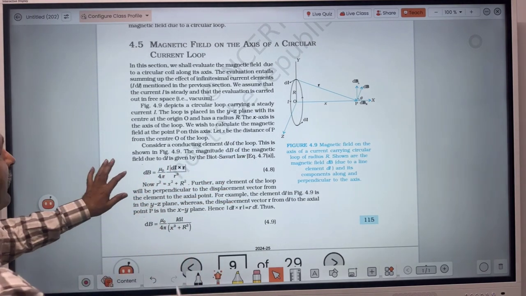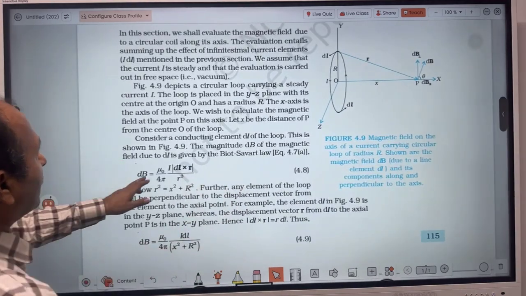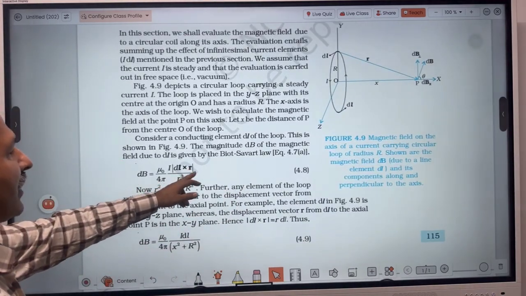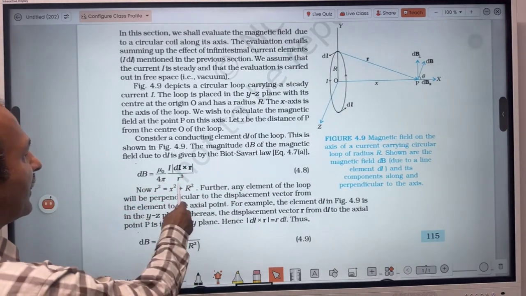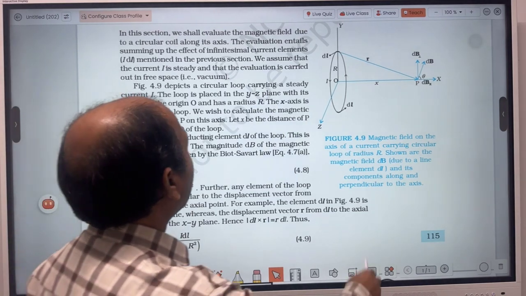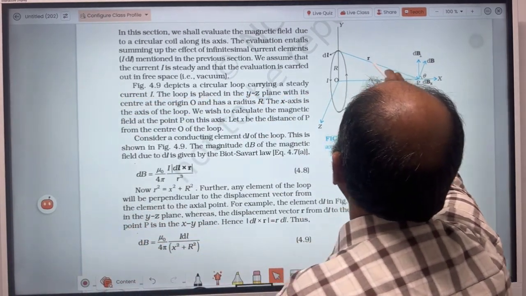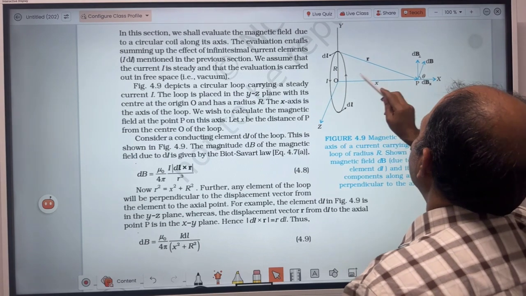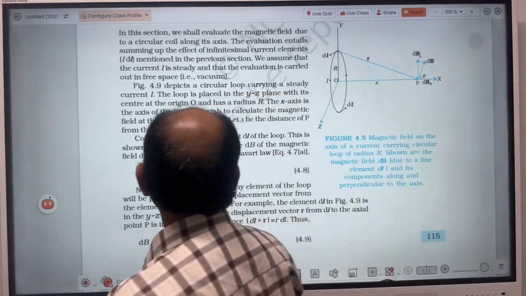As you know, dB equal to mu naught upon 4 pi, I dl cross r upon r cube. This is in vector form. Here, if you apply Pythagoras theorem, you will get r square equal to capital R square plus x square. Same thing is written here.